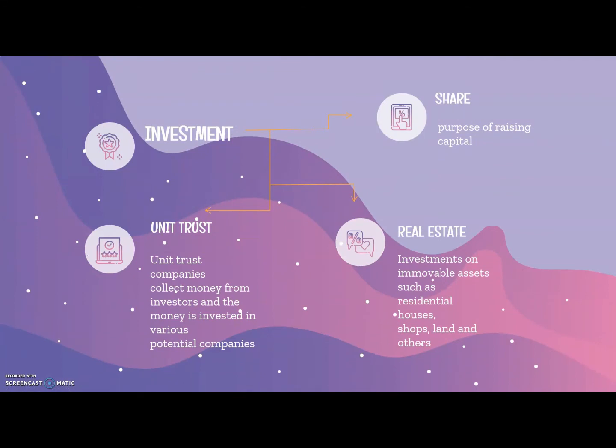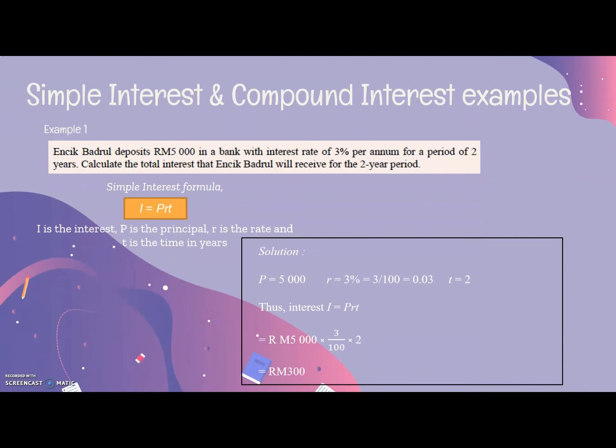Investment is also divided into three parts. First is share, for the purpose of raising capital. Next is real estate, where the investment is on immovable assets such as residential houses, shops, land, and others. And thirdly is unit trust. Unit trust company collects money from investors and the money is invested in various potential companies.